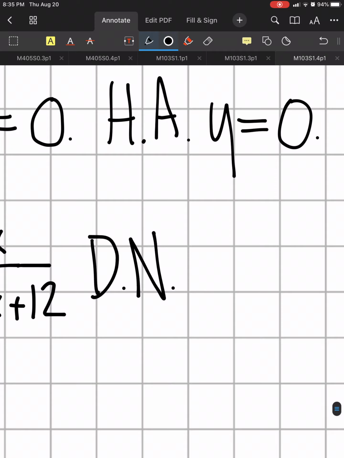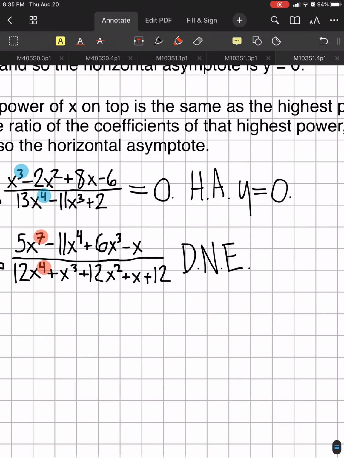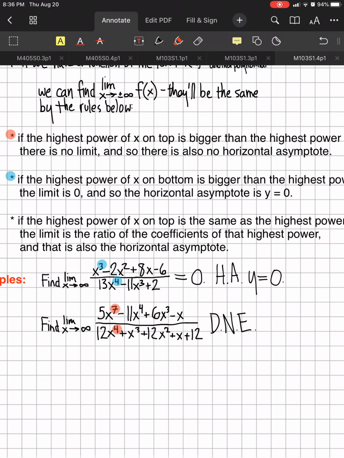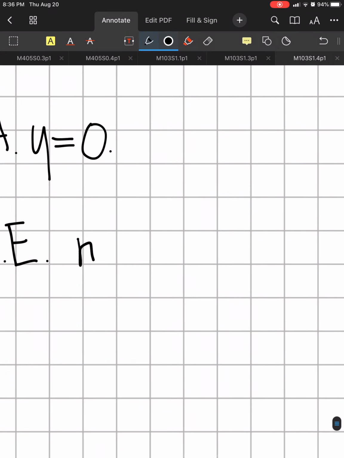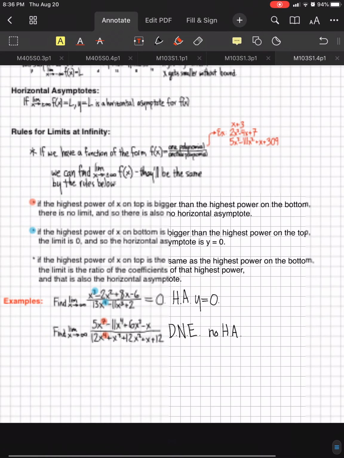Now, if you want to ask, does this go upward toward infinity or downward toward negative infinity, you can actually figure that out as well based on the signs of these things, but we won't quite get into that just yet. But once we see this limit doesn't exist, we have no horizontal asymptote, and so that one is done.